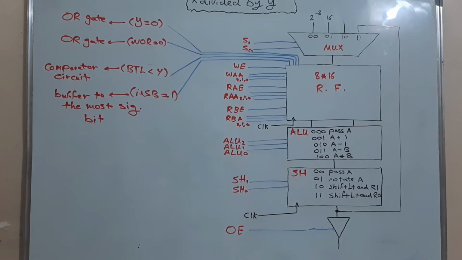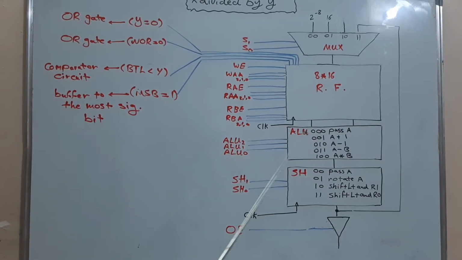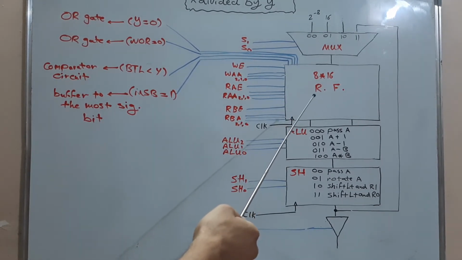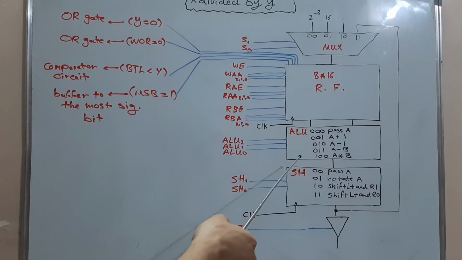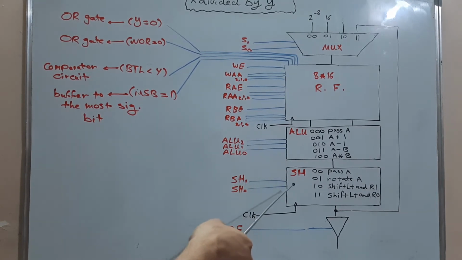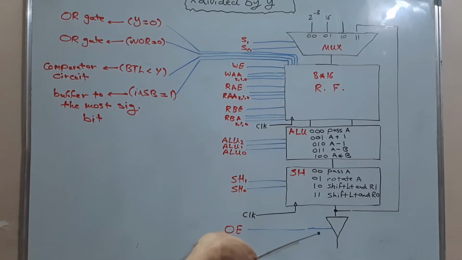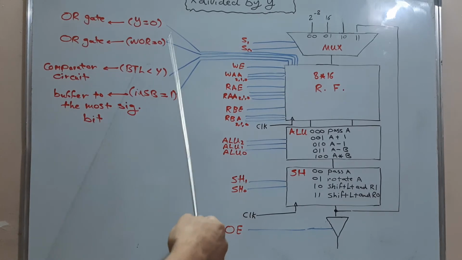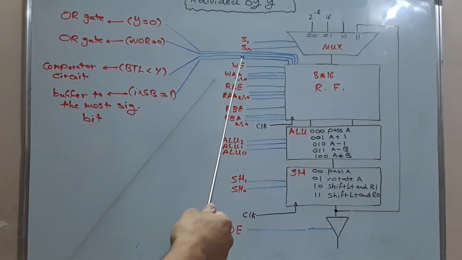The data path of our computer system is this. It's composed of a 4 to 1 multiplexer, an 8 by 16 bits register file, an arithmetic logic unit, a shifter, an output gate, and a feedback loop to repeat the mathematical operations as needed. The control signals of our data path are shown.